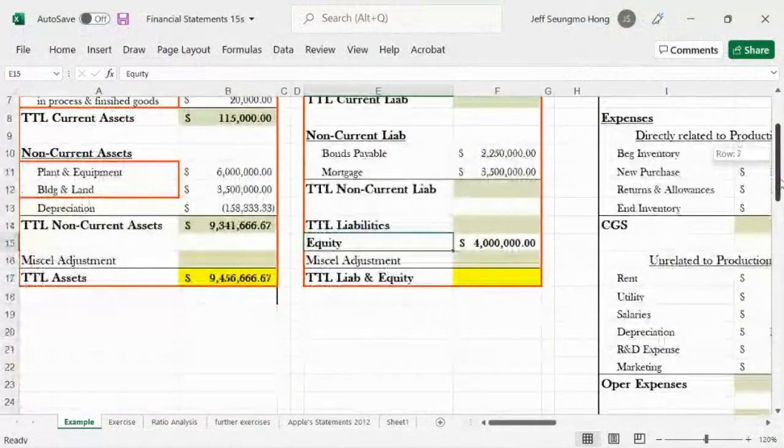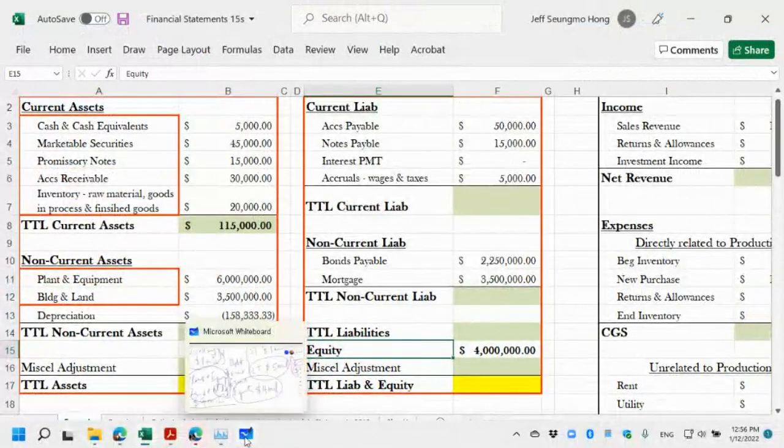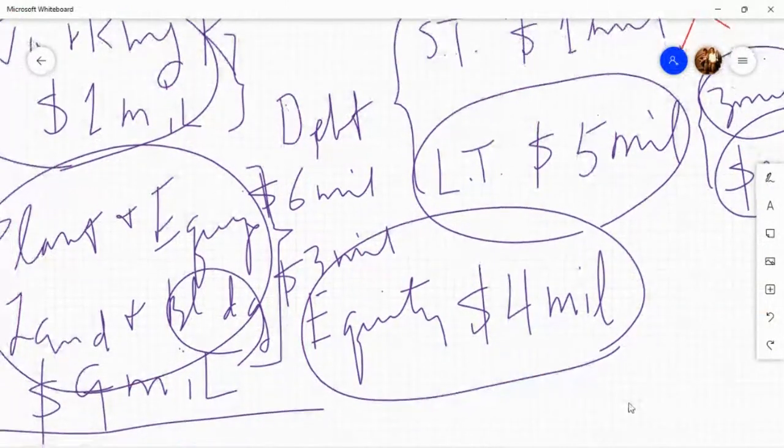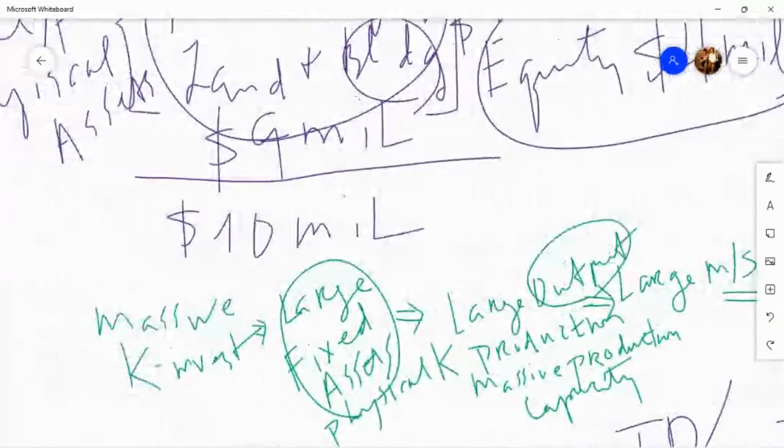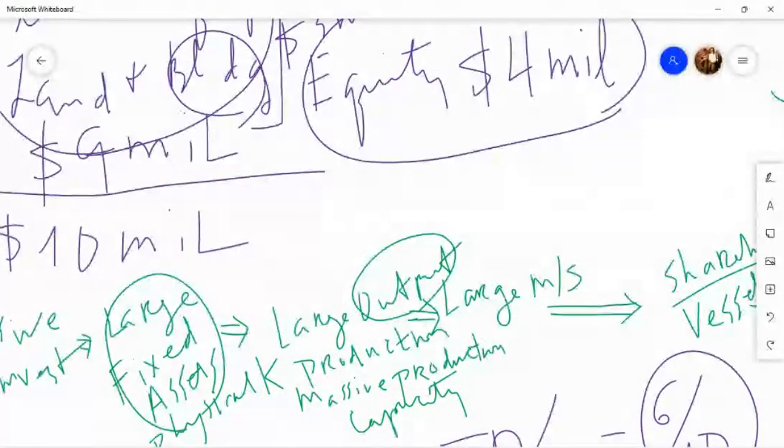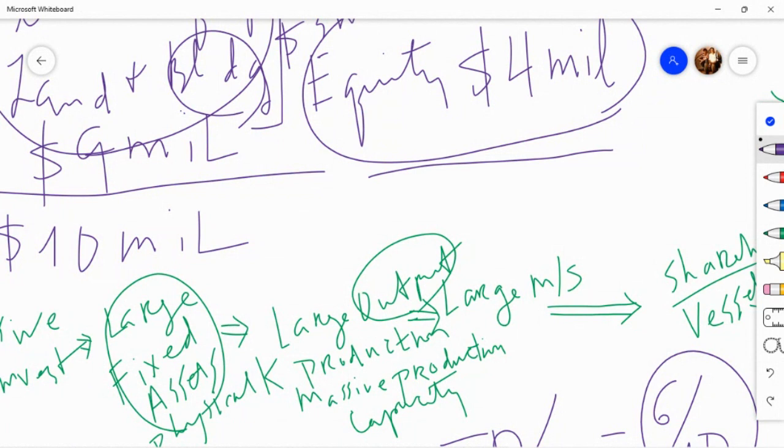So then let's think about this. Using this $10 million worth of assets, of which $4 million was equity. Now, assets exist. The sole purpose of assets is basically to be the tool, the vessels, to generate income. So $10 million of total assets exist solely to generate income.